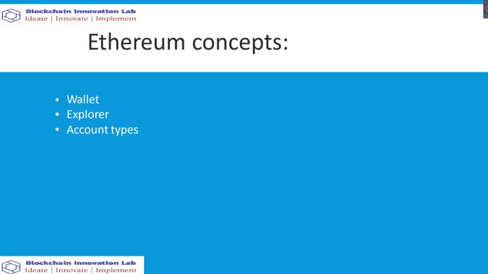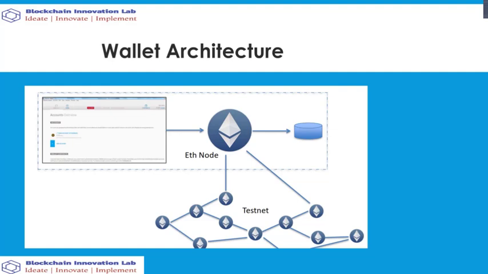So the Ethereum concepts are wallet, explorer, and account types. Let's look into them. Wallet architecture: as I told you, you can go to etherwallet.org to have a browser-based wallet, or you can go to ethereum.org and download the binaries, depending on your operating system, whether you have 64-bit or 32-bit. Based on that, you can select the file and download a wallet on your system.